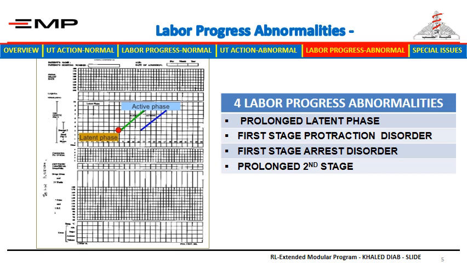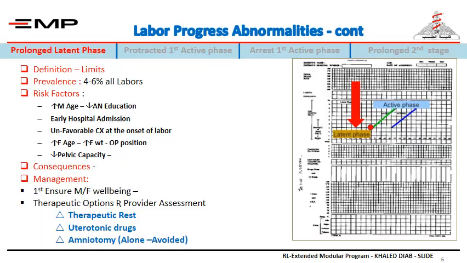Labor progress abnormalities have been classified recently into only four main simplified abnormalities with clear clinical management: a prolonged latent phase, two active phase abnormalities including a protracted and an arrest disorder, and a prolonged second stage abnormality. Discussion of each of these abnormalities and their management will follow.